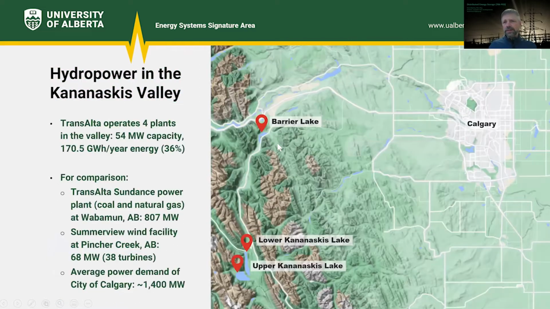So we all probably know where the Kananaskis Valley is, just west of Calgary. It's a beautiful area, and many of you probably have been there and toured around, and maybe went hiking or other activities in the mountains there. TransAlta actually operates 4 hydro plants in this valley. They're not easy to find, but they are there. They are at the upper and lower Kananaskis Lake, at the Barrier Lake, and then very close to the Trans-Canada Highway in the Bow Valley.